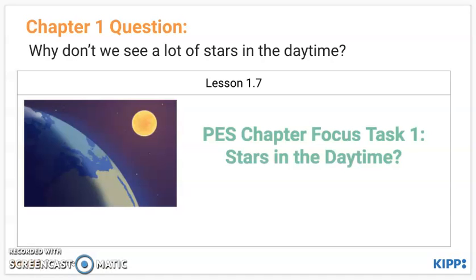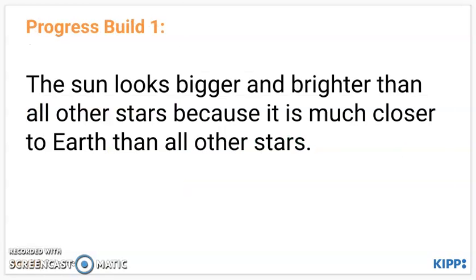Finally, in Lesson 1.7, students are introduced to the process of writing scientific explanations and how to include evidence to support our ideas. This lesson culminates with their first chapter focus task. The first chapter builds toward Progress Build 1. This states that the sun looks bigger and brighter than all other stars because it is much closer to Earth than all other stars.